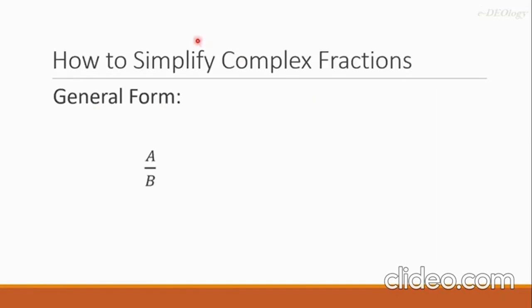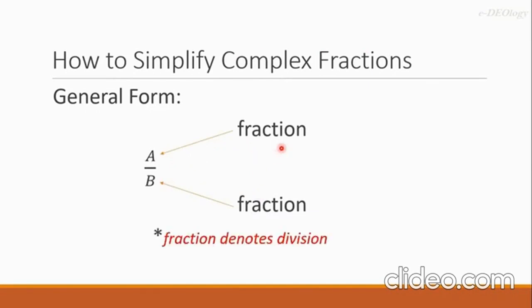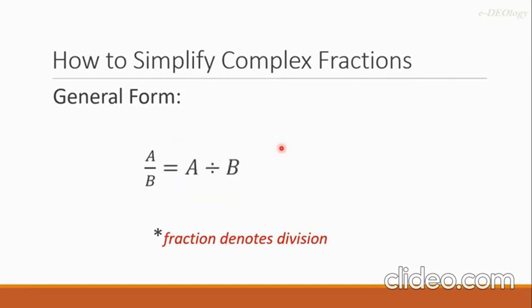Now, let us simplify complex fractions. At first, let us understand the general form, and that is A over B, where A can be a fraction, or B can be a fraction, or both are fractions. Please note also that a fraction denotes division. So A over B can be written as A divided by B.